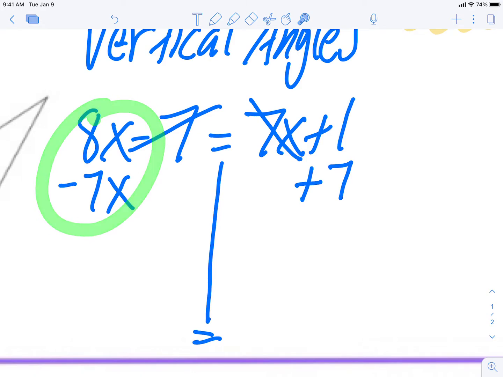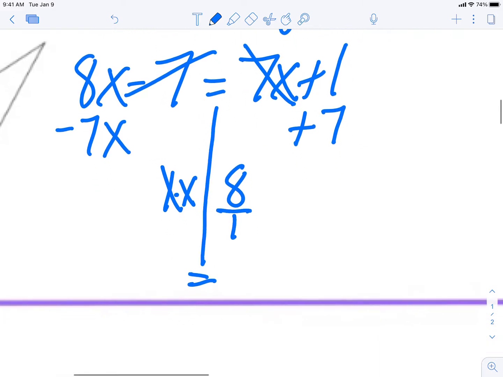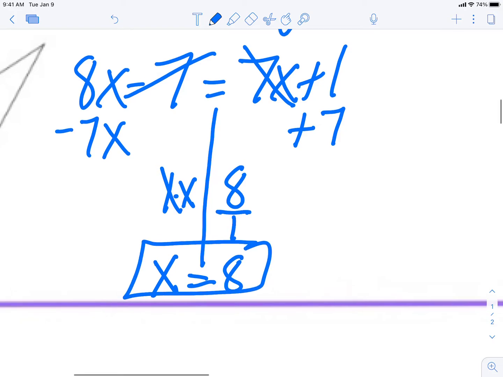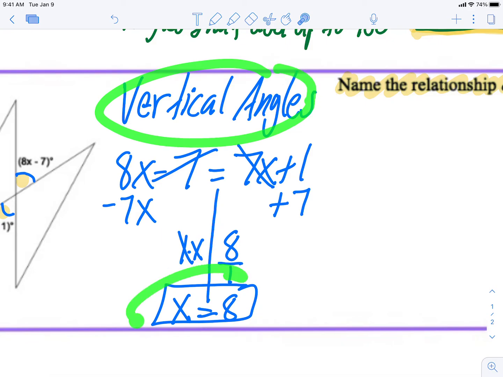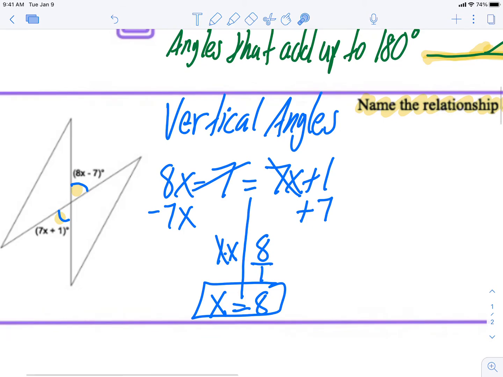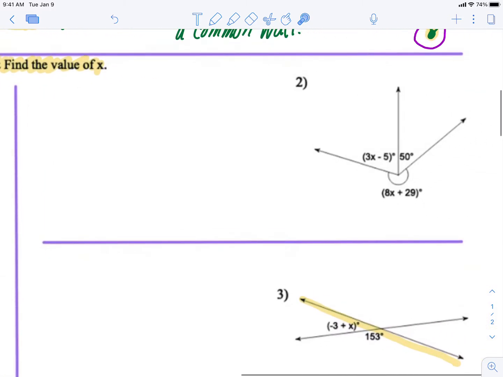8x minus 7x is 1x, right? 1 times x. And 1 plus 7 is 8. The opposite of multiplying by 1 is dividing by 1. So x is equal to 8. So I have found vertical angles, and I have found x. Right? I named the relationship, and I solved for x. Perfect. All right. Let's do number 2.